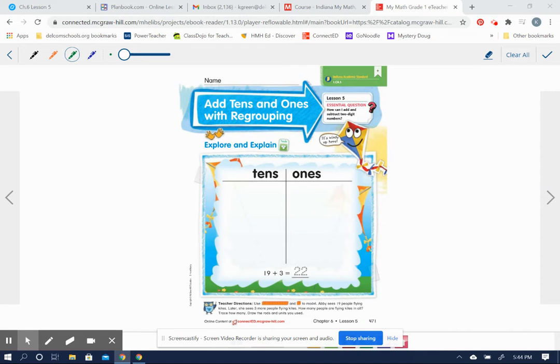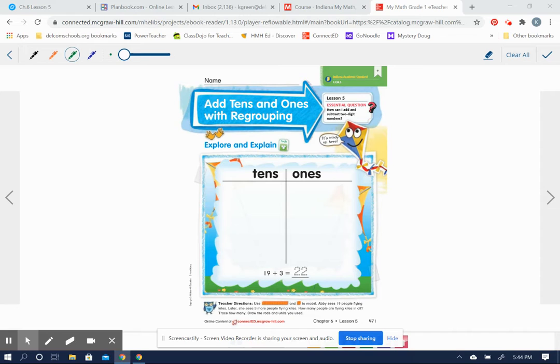Hello, everybody. Well, today we get to do addition with tens and ones and regrouping. Regrouping is the vocabulary word that we used a few weeks ago where we were grouping by tens, taking 10 ones and grouping them together to make them into a 10. That's what we're going to do today as we add.